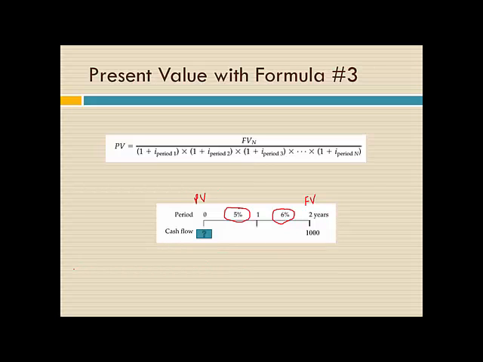And we're going to solve this rather simply by putting our future value on the top, as the numerator, because that is our future value. Then we multiply together 1.05, 1 plus the interest rate, times 1.06, and if we were going 3 or 4 periods in the future, we would just keep going. So 1.05 times 1.06, we end up with 1.113.